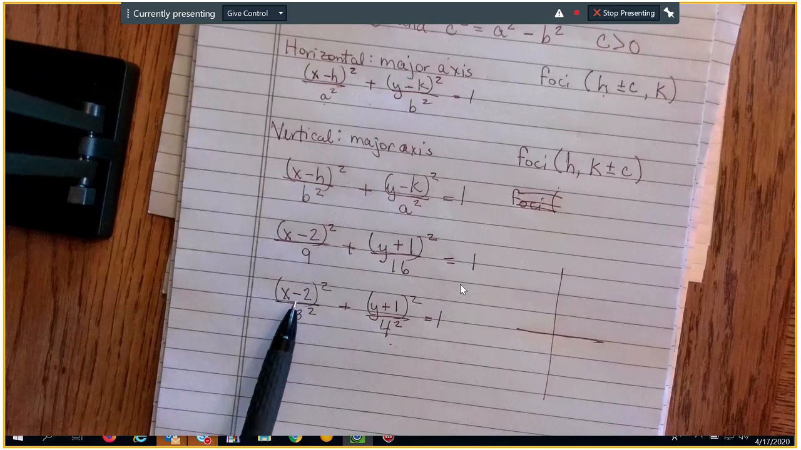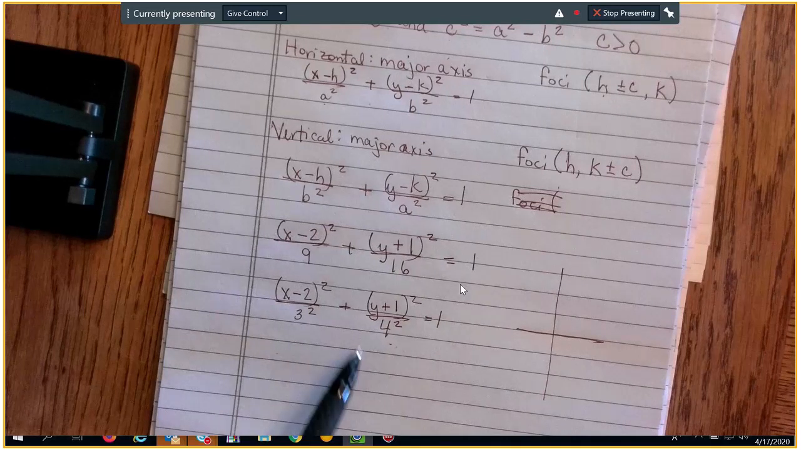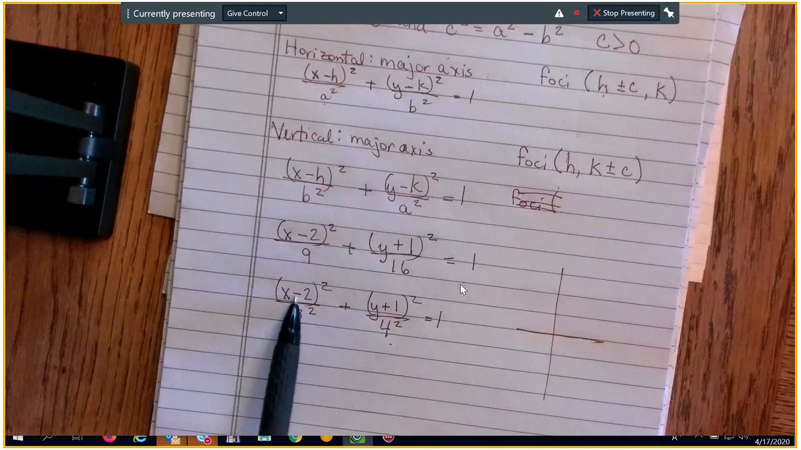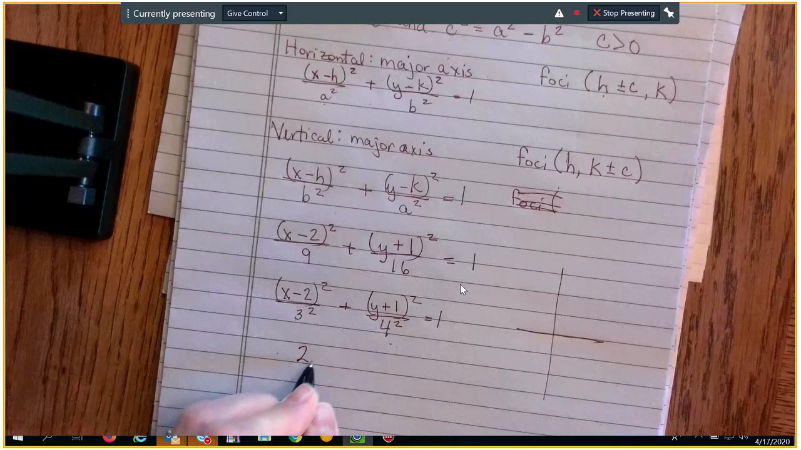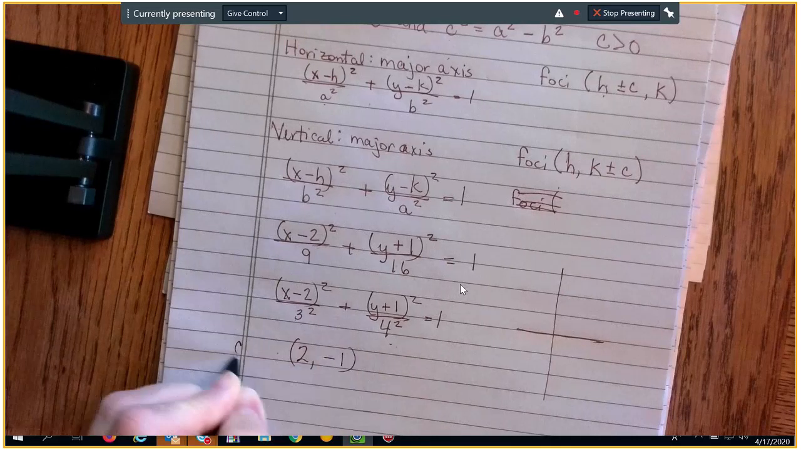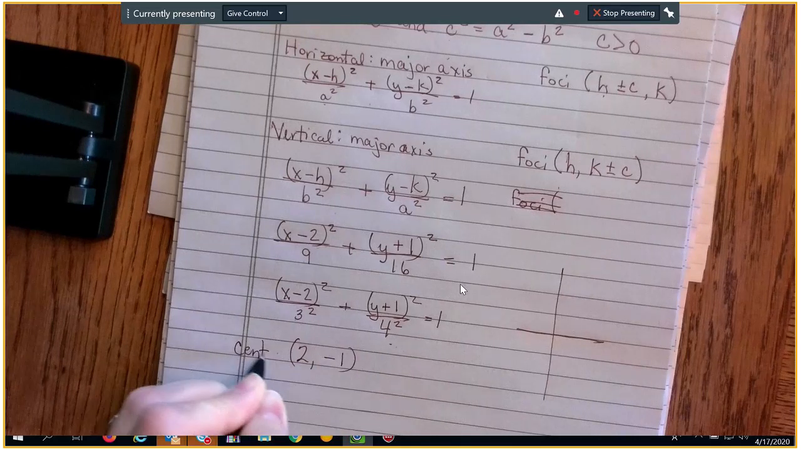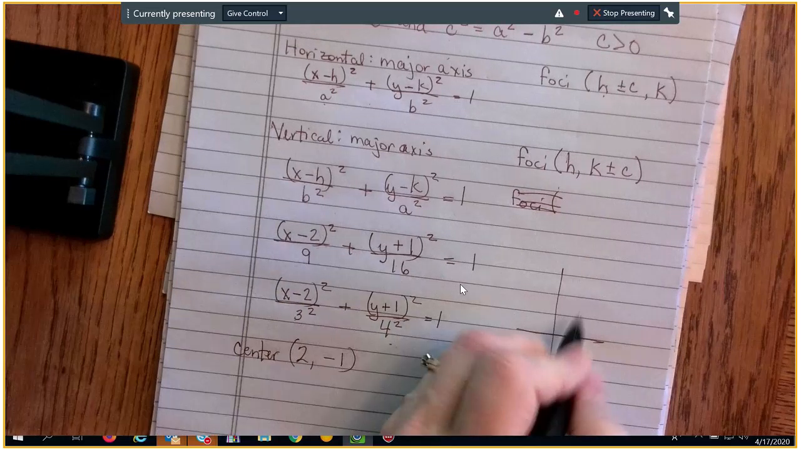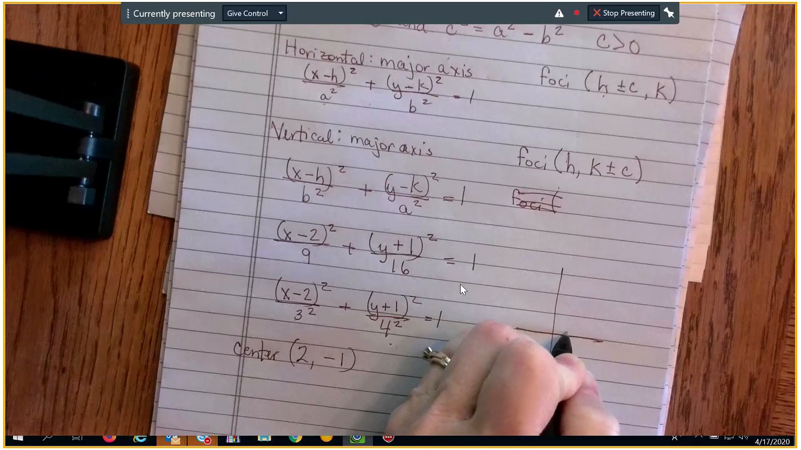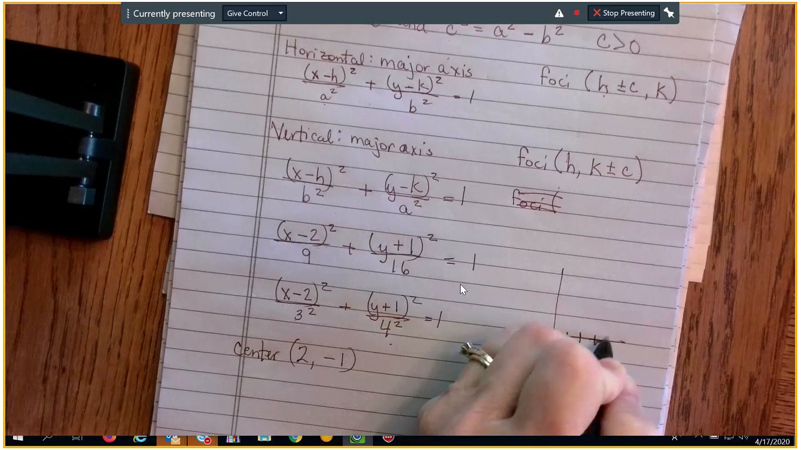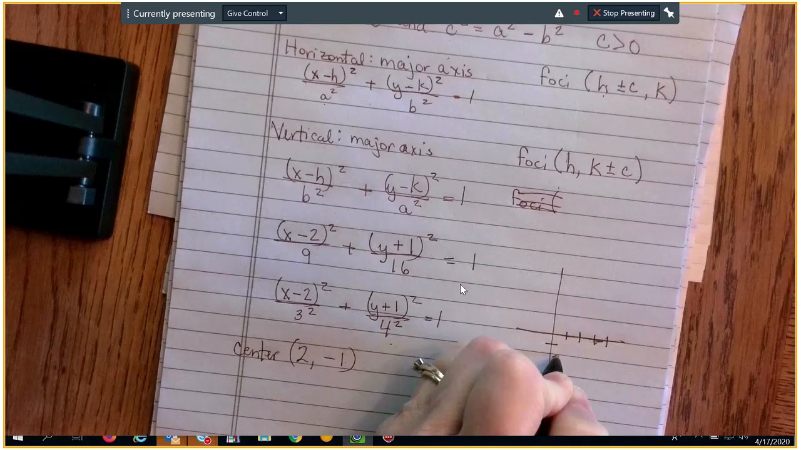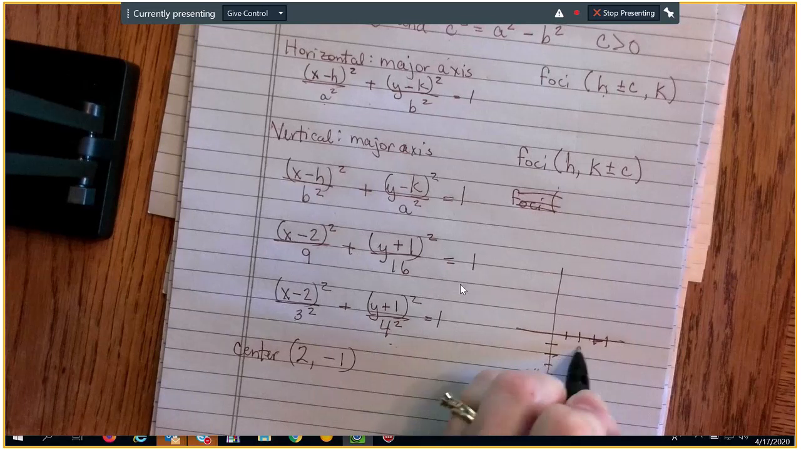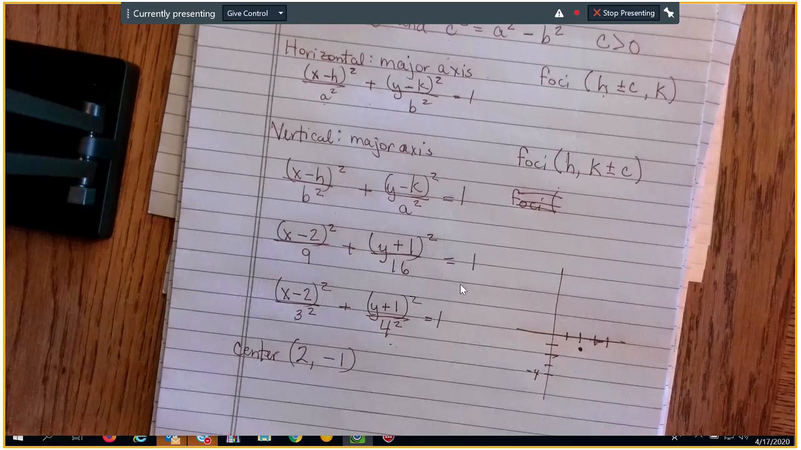So what is going to be the center of this? Since it's always going to be minus h and minus k, I know that my center is going to be at (2, -1). So this is the center. 1, 2, 3, 4, 1, 2, 3, 4. So this is a -4. If I go out to -1, there's the center of the ellipse.